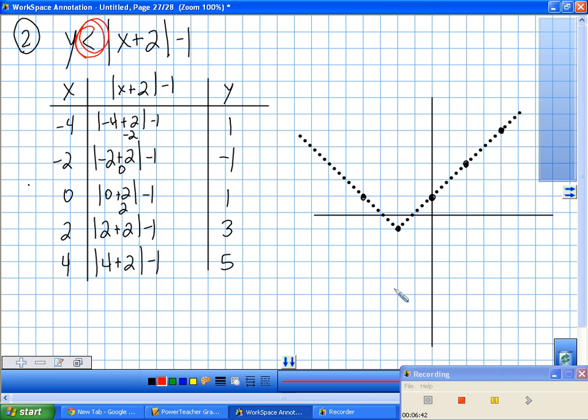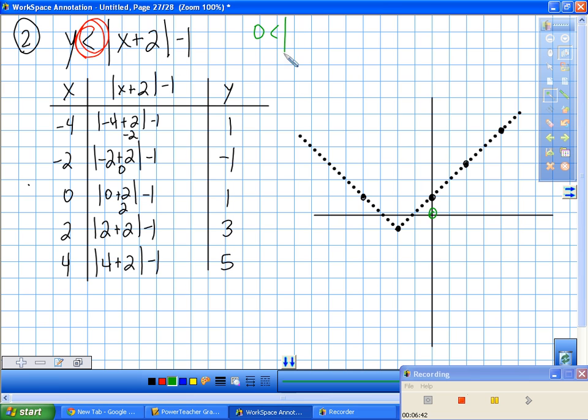Now, the last thing we need to do in an absolute value inequality is a test point. Same as we did before, we want to test and see where our solutions are. Are all of our solutions going to be below the V, or are all of the solutions going to be above the V? So the easiest test point is going to be our 0, 0. So let's test it in.